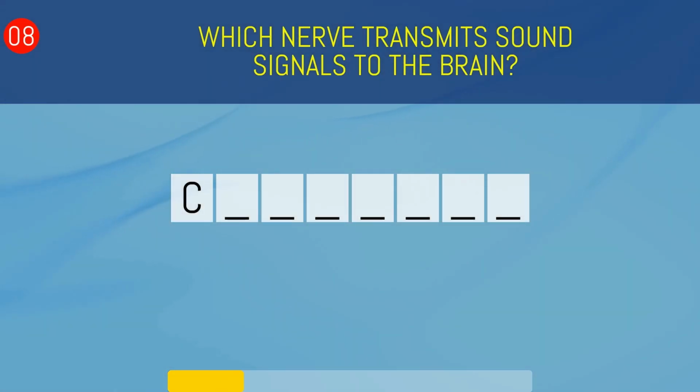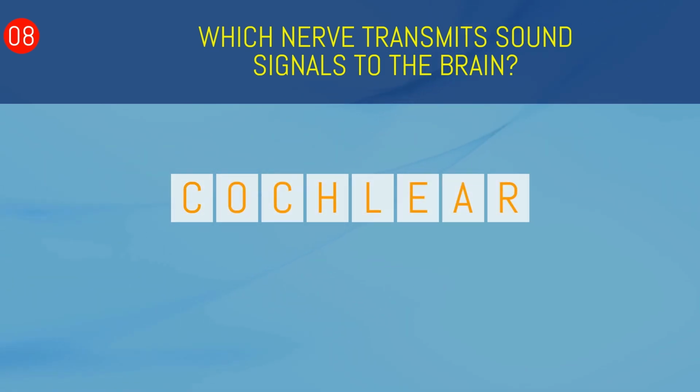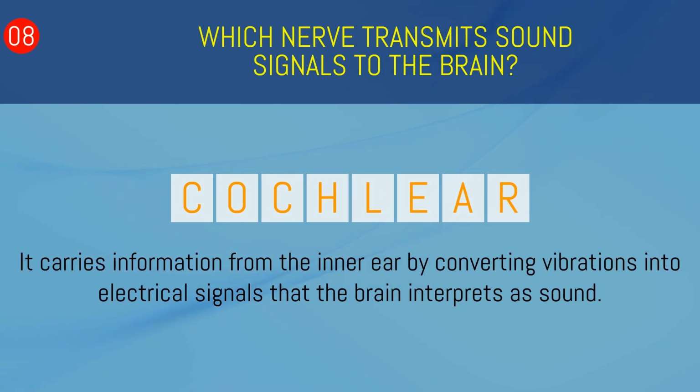Which nerve transmits sound signals to the brain? Cochlear. It carries information from the inner ear by converting vibrations into electrical signals that the brain interprets as sound.